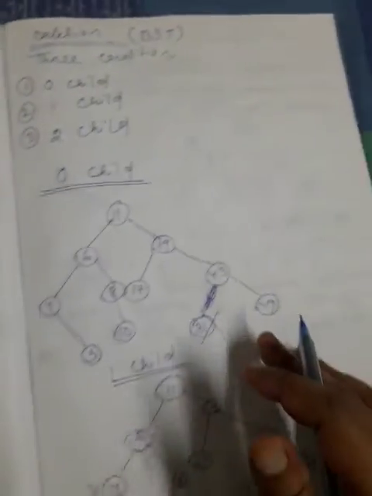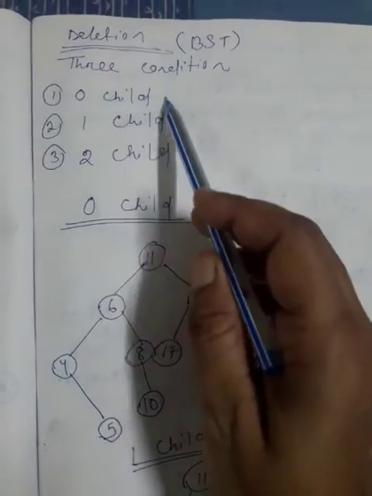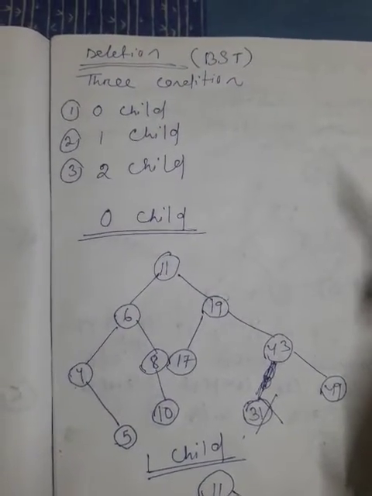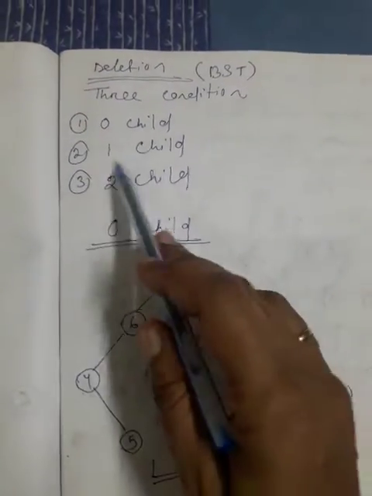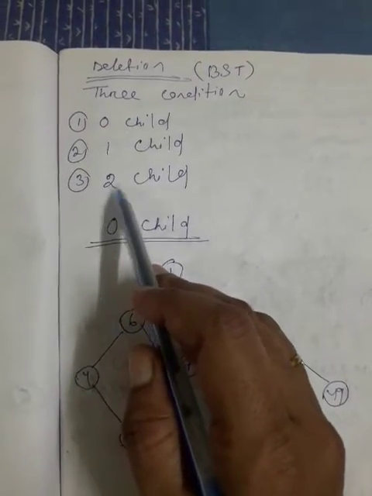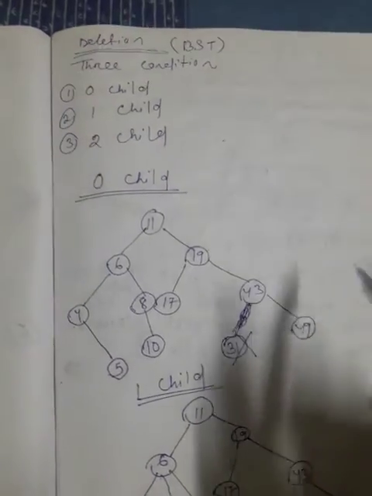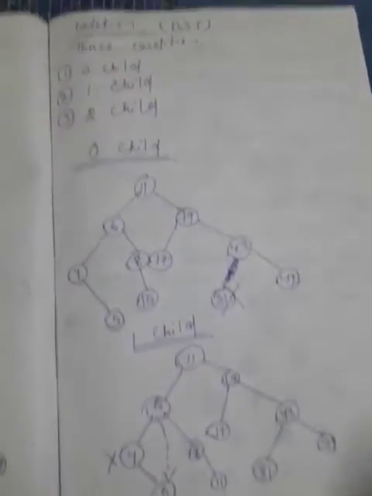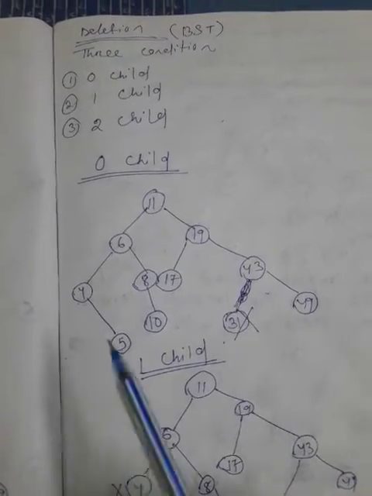There are three conditions. Number one is if zero children are present under a node, the second condition is if one child is present under a node, and the third condition is if two children are present under a node. First, we take this example. We had already taken this example in the previous class.